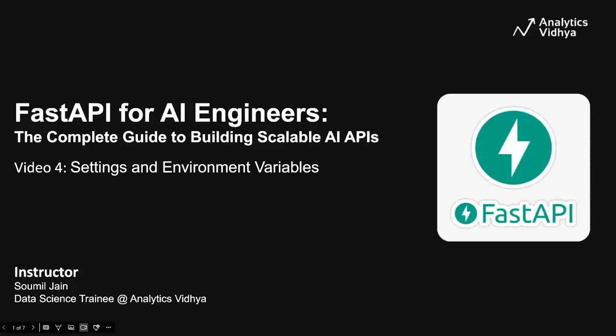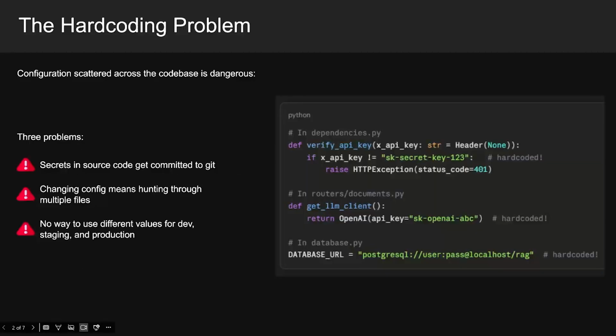But there is still a problem. API keys, database URLs, and model names are scattered across the codebase, sometimes hard-coded directly into the functions. That's a security risk and a maintenance nightmare. In this video, we fix that properly using Pydantic-Settings. By the end, all of Current's configuration will live in one place, be type safe, and be easy to override in the tests.